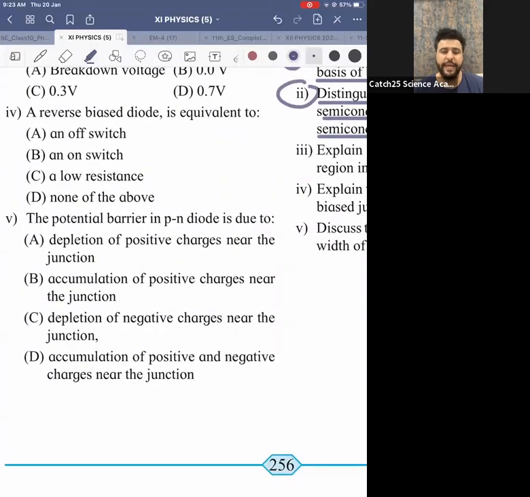Look at MCQ 5 and tell me, can you answer MCQ 5? The potential barrier in a PN junction diode is due to what? Look at the options and tell me what do you think should be the answer. That is the question.